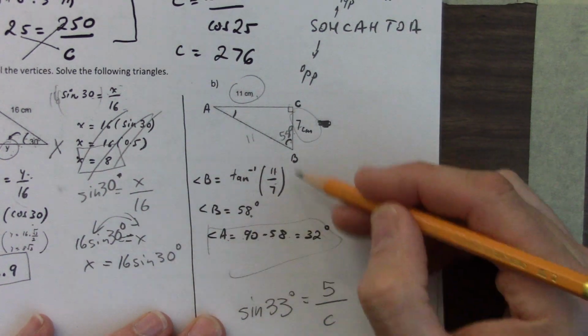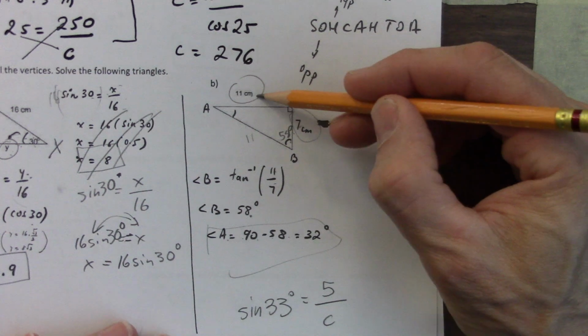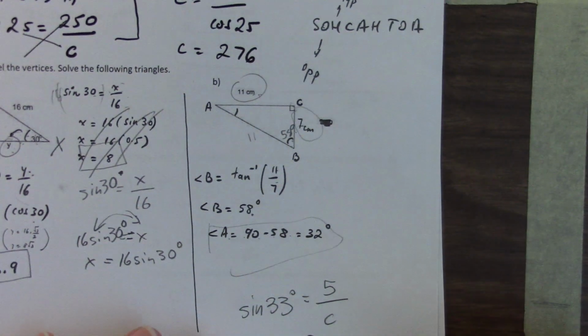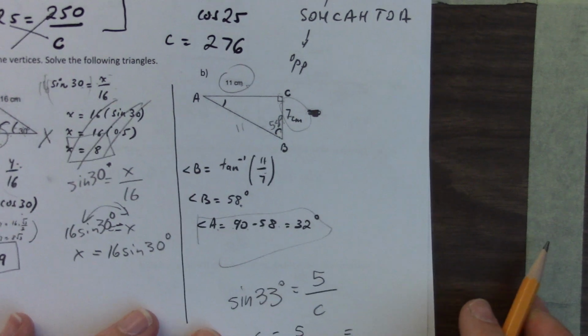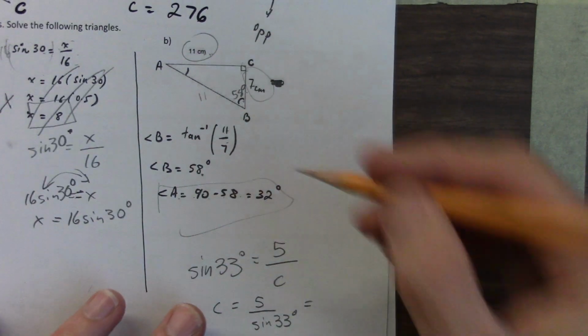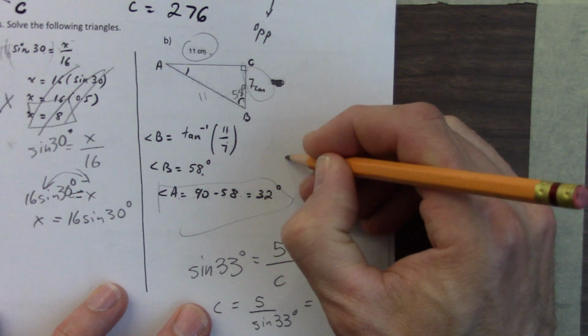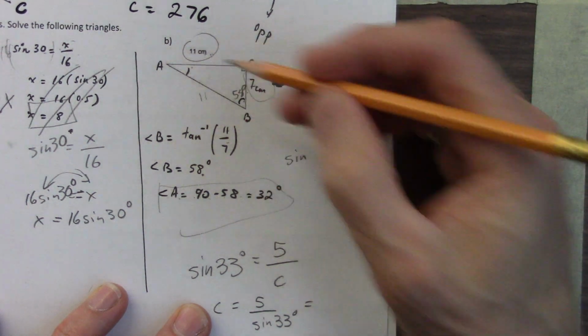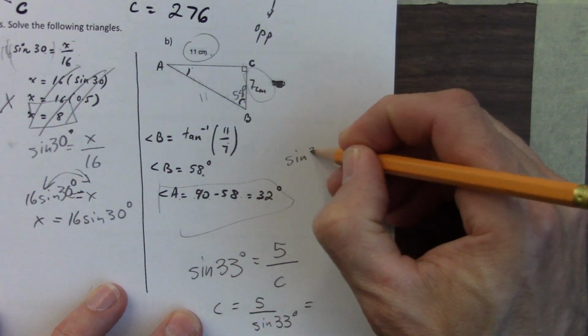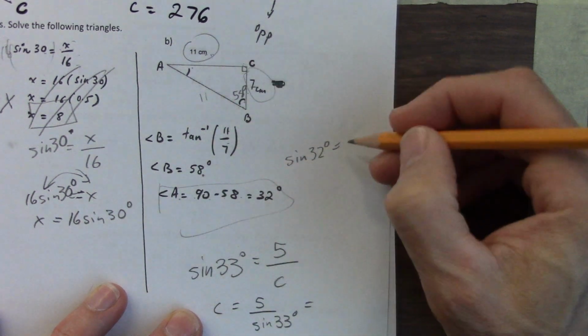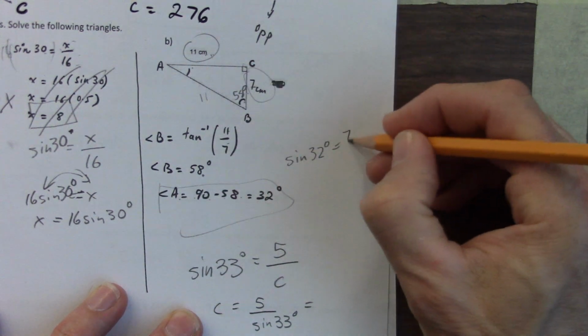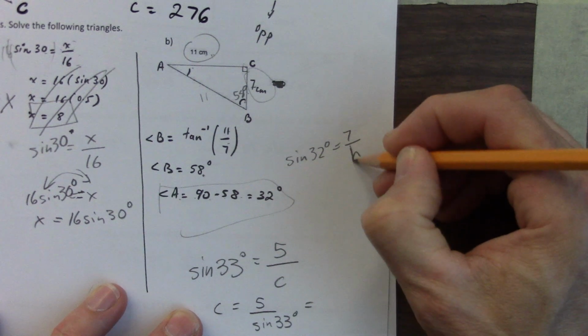So we got angle A, angle B, angle C, and two side lengths. We just need to get the hypotenuse. We're not going to use the Pythagorean theorem, even though it would work. We're going to use our sine ratios. So let's use sine of A. We know sine 32 is equal to opposite 7 over my unknown hypotenuse, h.